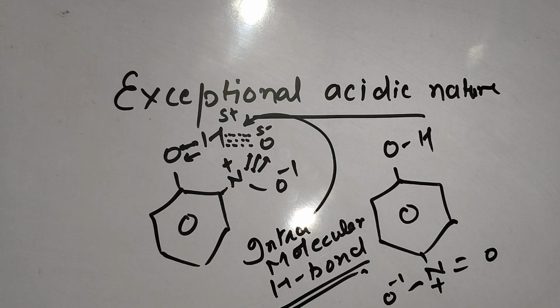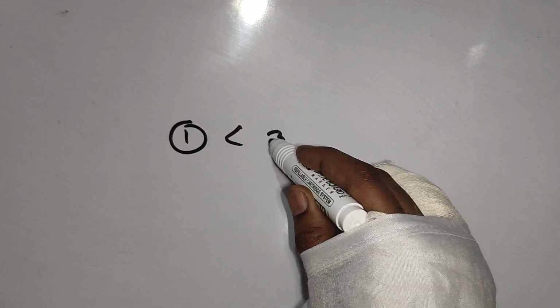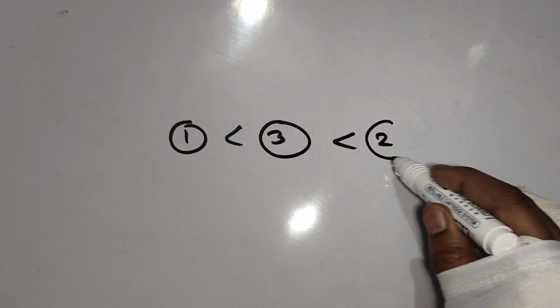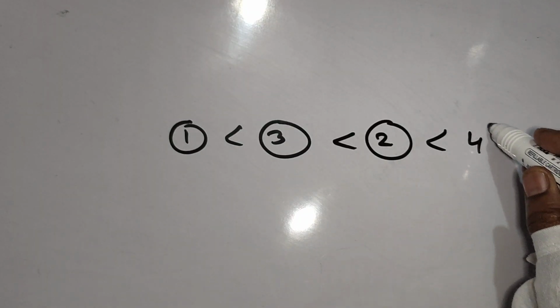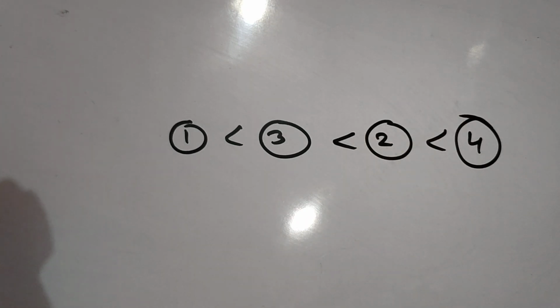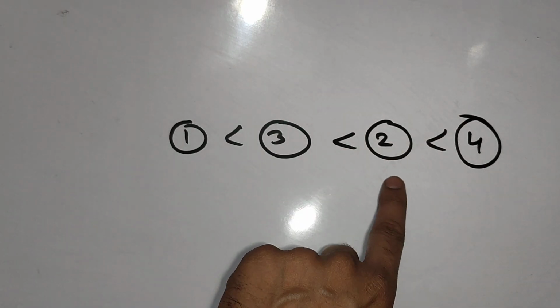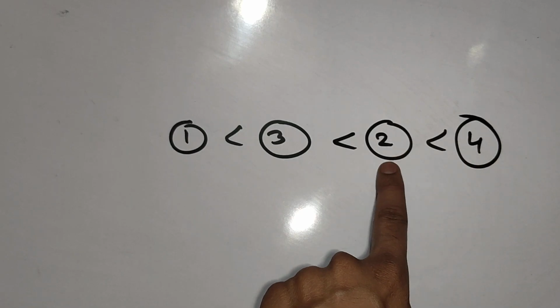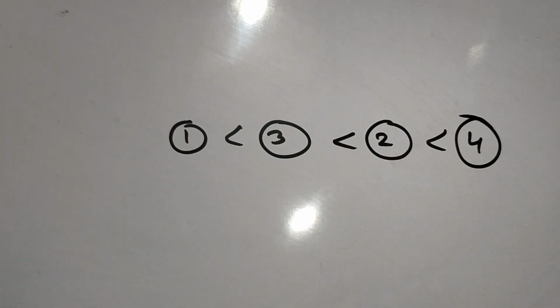So the final order will be this. First was phenol, third was meta-nitrophenol. Now here second will come and fourth will be most acidic, meaning para-nitrophenol will be most acidic. Ortho-nitrophenol will be less acidic than para-nitrophenol, but it will be more acidic than meta and normal phenol.